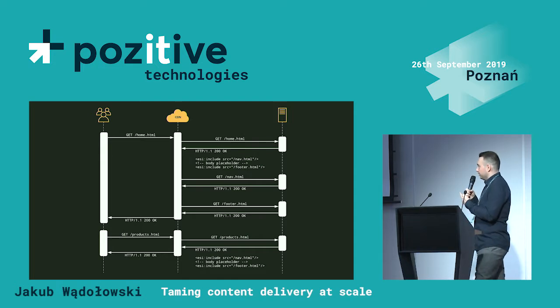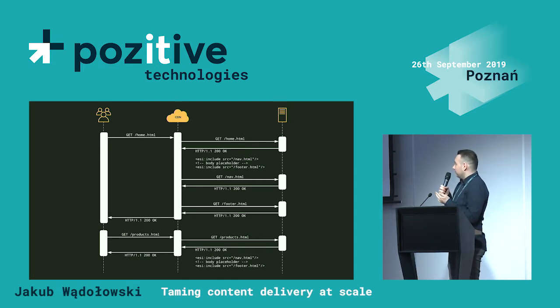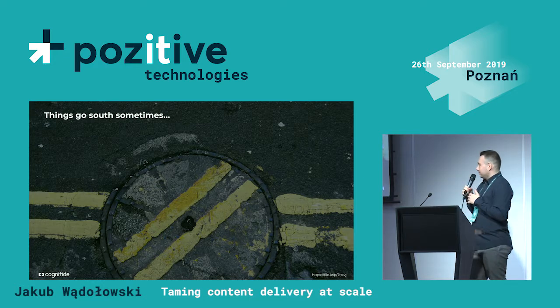When another request comes in, for example for products HTML, you don't have to fetch the navigation and footer again, as they've just been cached, so they're already available there, and you can serve the response back to the client straight away. Of course, the concept also applies to things that are not cacheable, which I'm going to discuss in a second.